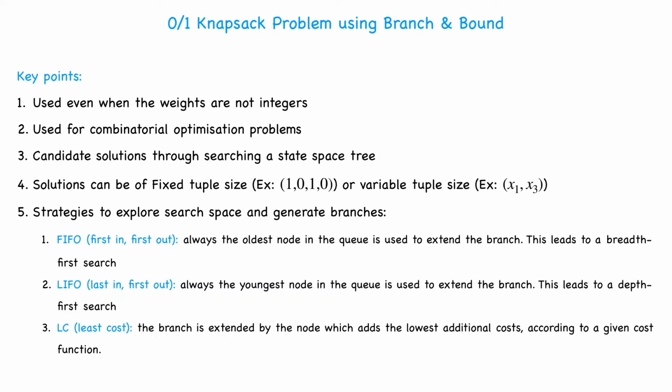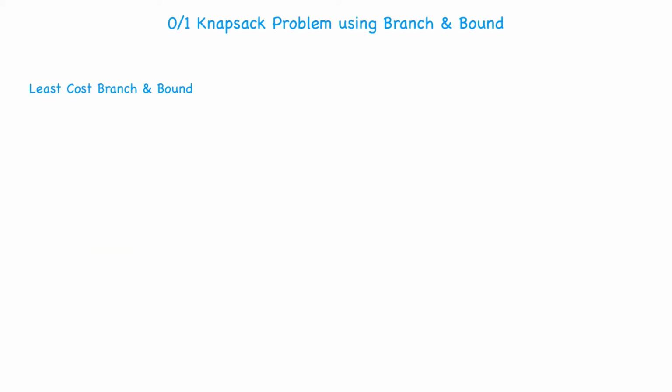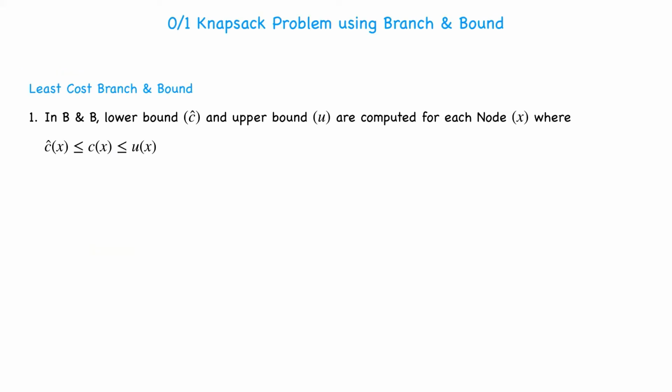So let us now see some mathematical terminology used in branch and bound. In least cost branch and bound, we have two bounds, a lower bound and an upper bound. The lower bound is C cap and the upper bound is U. These are computed for each node in the state space tree.